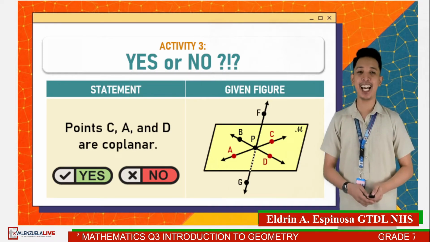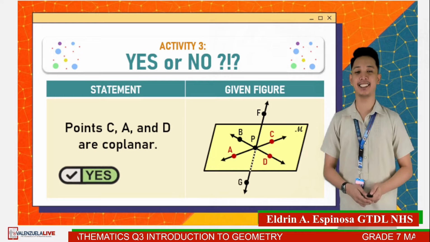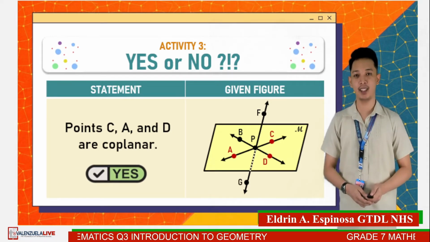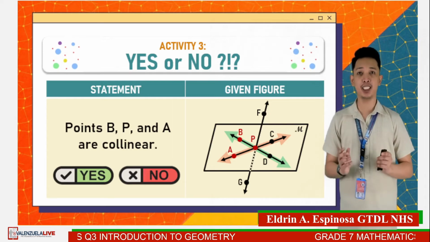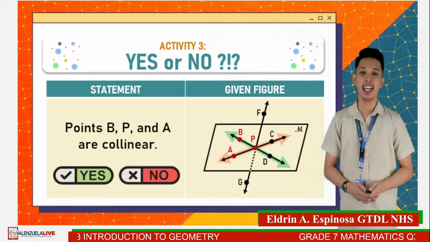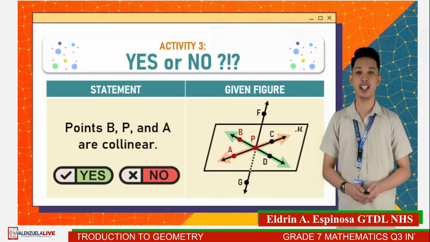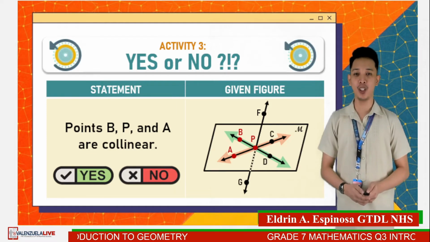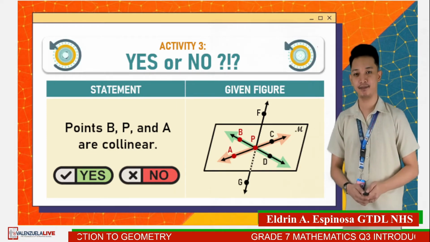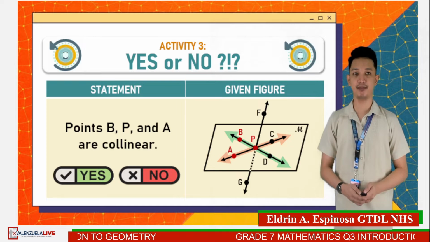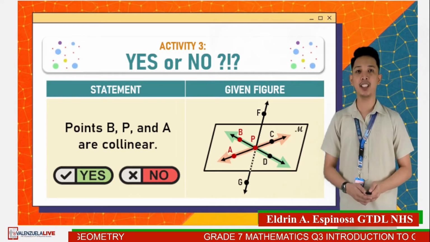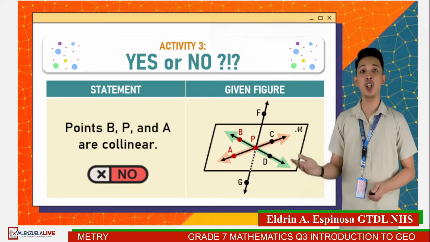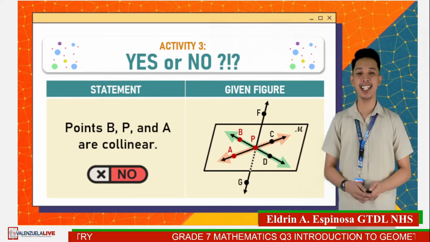Great! The correct answer is yes. Next statement. Points B, P, and A are collinear. Yes or no? Go! If your answer is no, then you are correct.